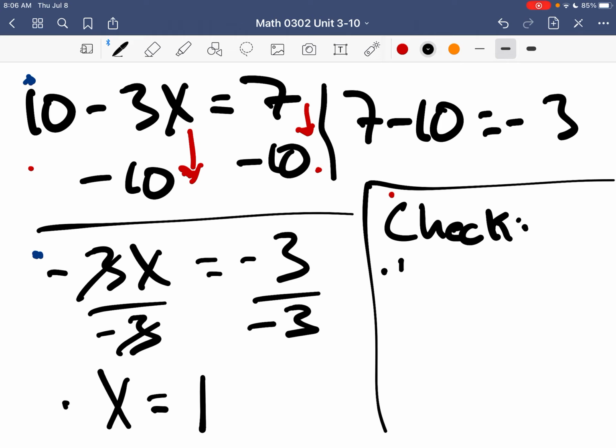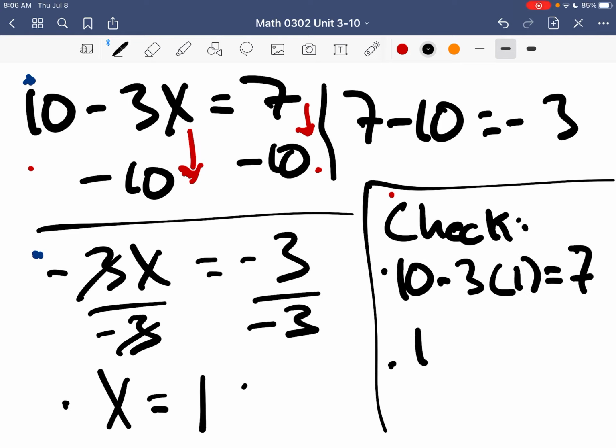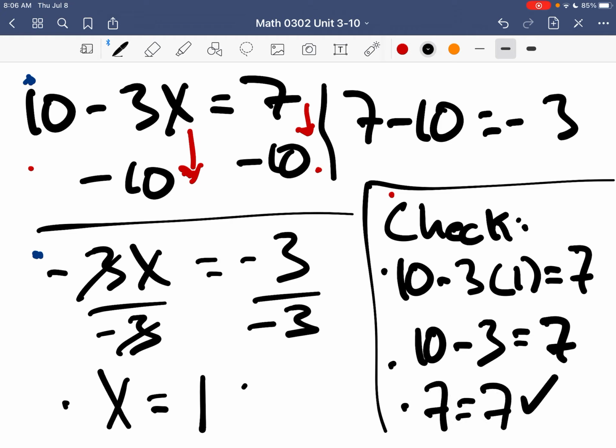Okay, so we go back to the original equation, 10 minus 3 times x. Wherever we see an x, we plug in a 1. It's supposed to be equal to the number 7. So 10 minus 3 times 1, that's going to be a 3, equal to a 7. 10 minus 3, that's a 7. Equal to a 7. Everything is good. So the solution to this equation is x is equal to 1.